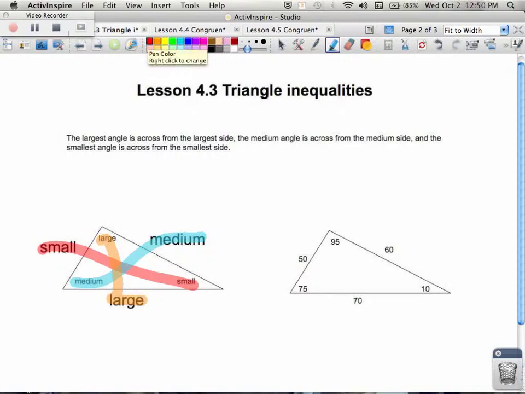Notice that the small side is 50 and the smallest angle is 10. They're across from each other, far away. The medium angle is 75 and the medium side is 60. And finally, the large side is 70 and the large angle is 95. The actual numbers themselves don't matter, just the relative sizes matter. Small is across from small, medium is across from medium, large is across from large.